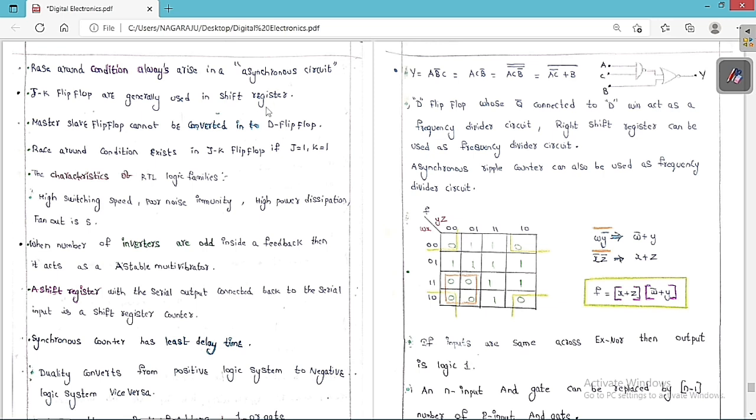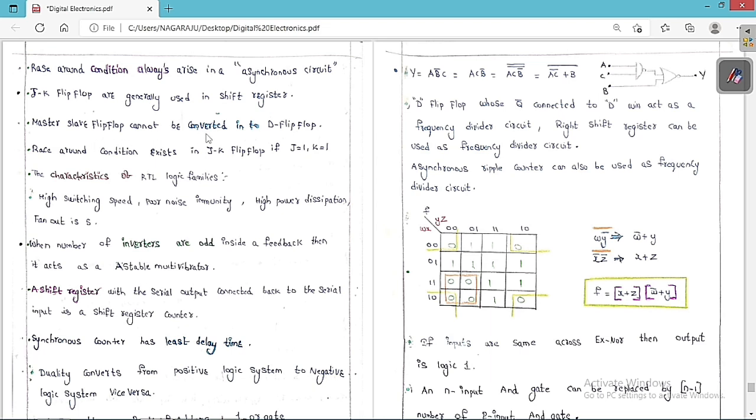JK flip-flops are generally used in shift registers. I have already told you, if you are going to shift the data, for example serial input parallel output, serial input serial output, parallel input parallel output, and parallel input serial output, all these we do using shift registers, which means we are going to use JK flip-flops.